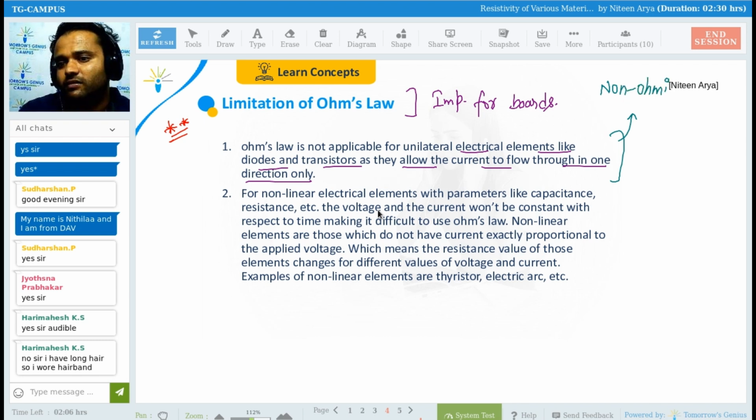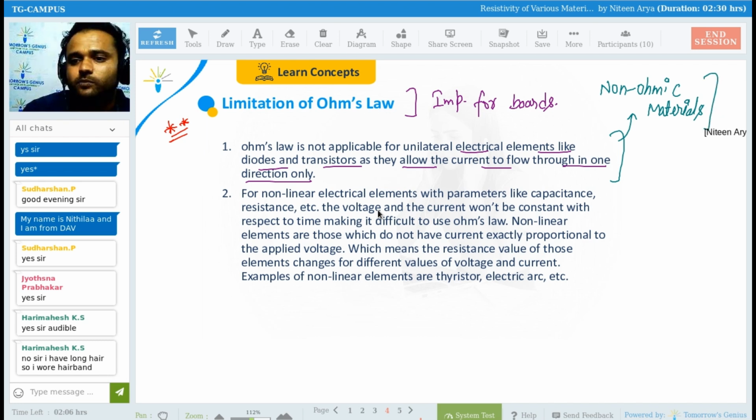Non-ohmic materials. Obviously they do not follow Ohm's law. Okay, and I hope and I believe everyone knows what Ohm's law is. Clear? So there is a graph of Ohm's law, V directly proportional to I and V equals IR. So they are not going to follow that particular linear line or directly proportional graph because they are non-ohmic materials. Clear, everyone?